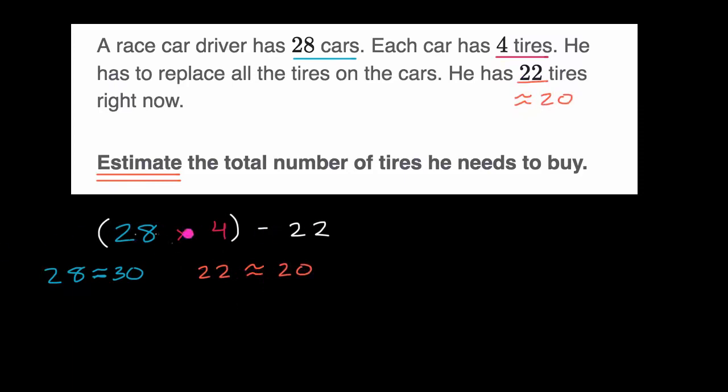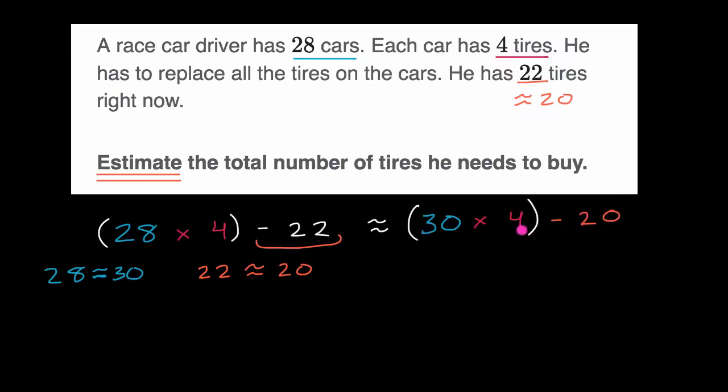We could say that he roughly has 30 cars, and each of those cars needs 4 tires. And then he's going to figure out the total number of tires he needs to replace, but then he subtracts out the number that he already has. So instead of subtracting out 22, we're going to subtract out roughly how many he already has, roughly 20. And this computation right here is a lot easier to do in our head.